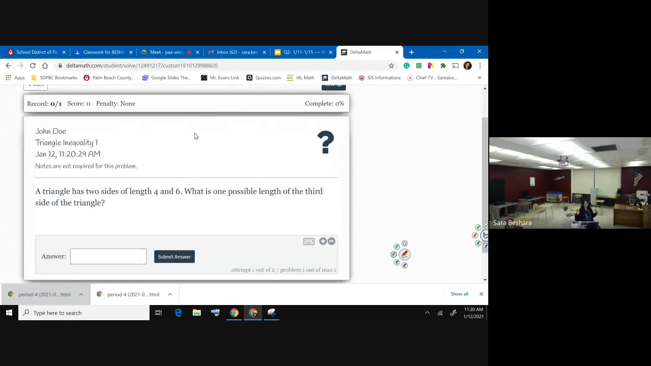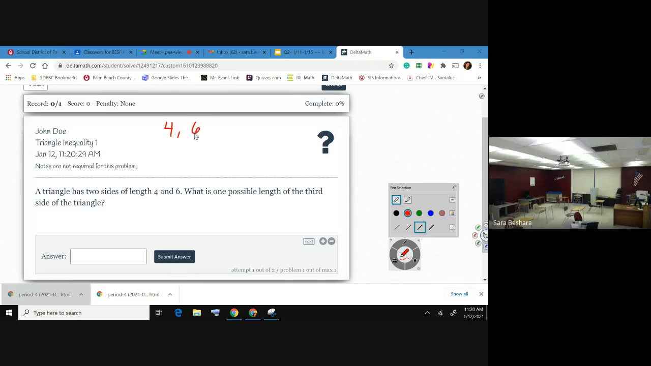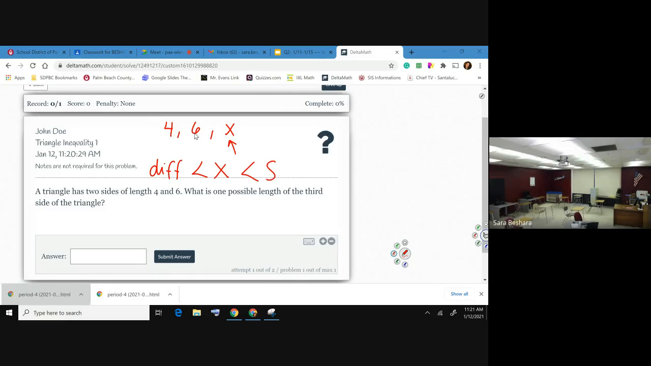Many of these we have done already. It says a triangle has two sides of length 4 and 6. What's one possible length of the third side of the triangle? If you remember, in the inequality, here are the ones that are given, and x is the missing side. Let's do a difference first. It has to be greater than the difference, and less than the sum.